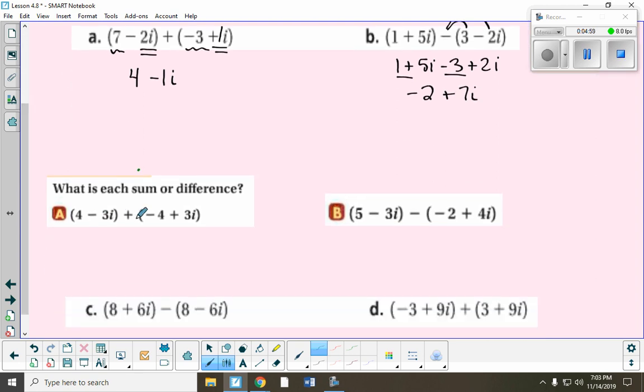Here, we're adding them. So add the real part, 4 plus the minus 4, they cancel. And minus 3i plus 3i, that's 0. So that answer is 0. Here's another subtracting problem. So 5 minus 3i, and then minus a minus is a plus 2, and minus a positive would be a minus 4i. So 5 plus 2 is 7, and minus 3i minus 4i would be negative 7i.